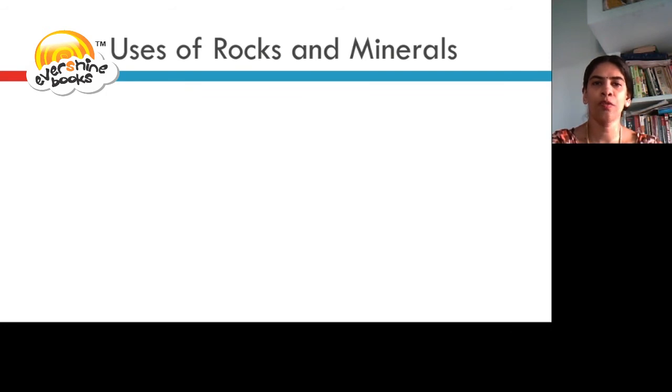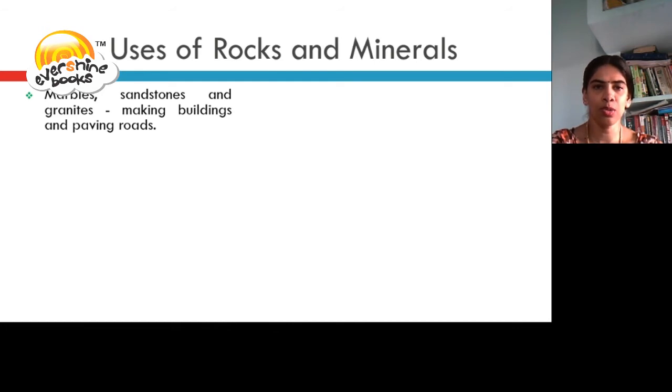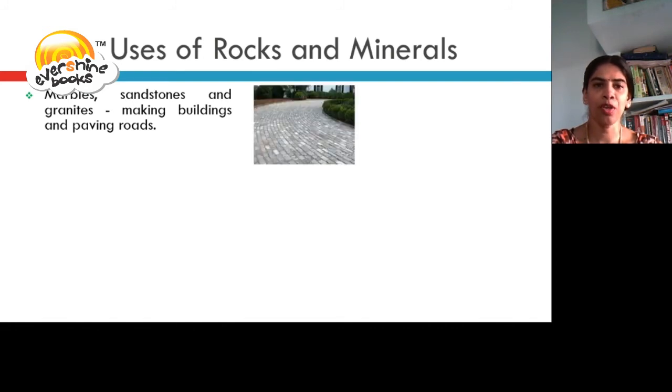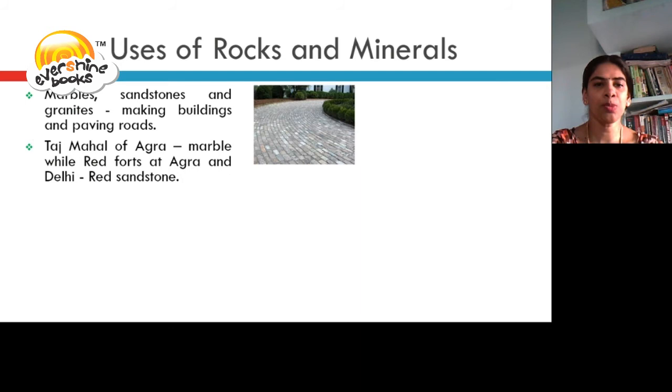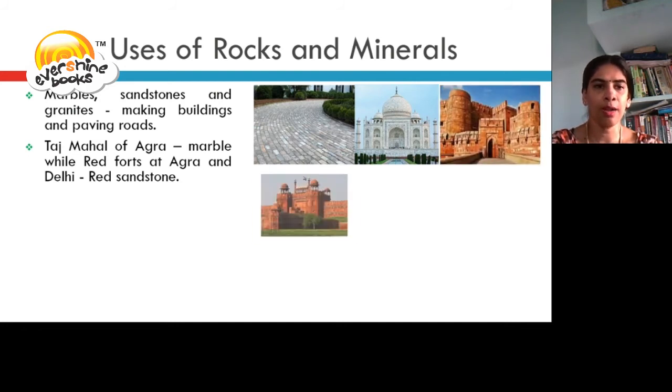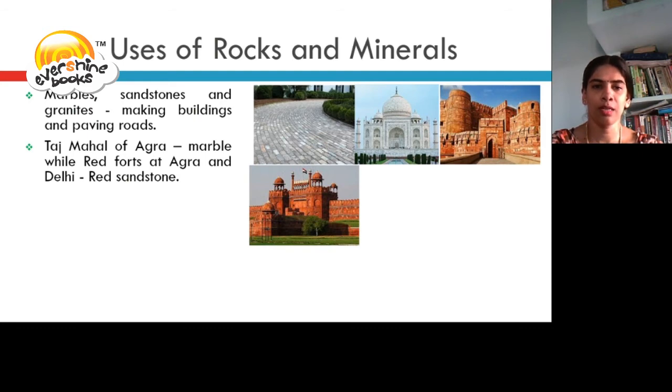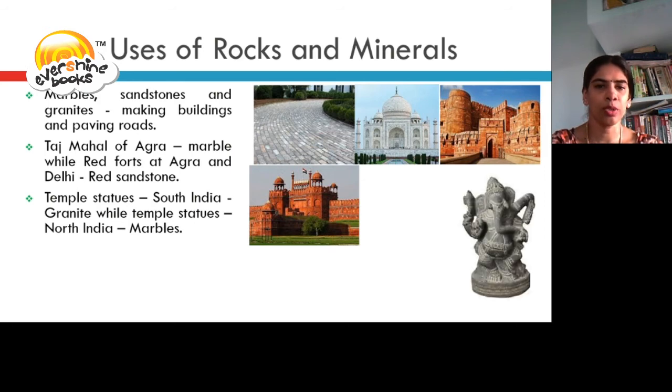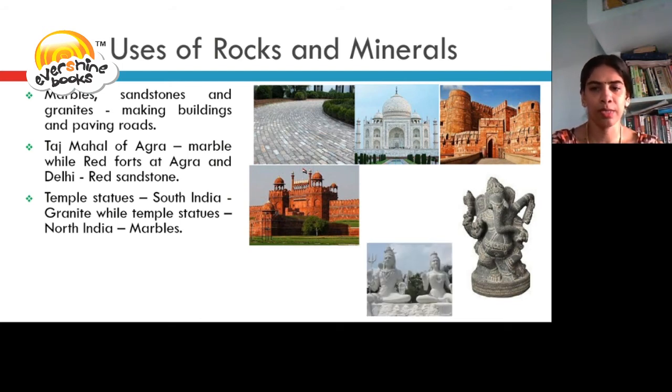Let us learn the uses of rocks and minerals. Marbles, sandstones, and granites are used for making buildings and paving roads. The Taj Mahal of Agra is made up of marble, that too white in color, while the Red Forts at Agra and Delhi are made of red sandstone. Temple statues in South India are made up of granite, while in North India the statues are made up of white marble.